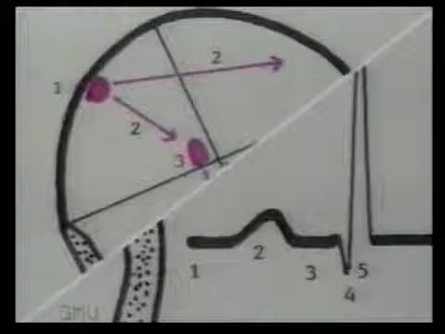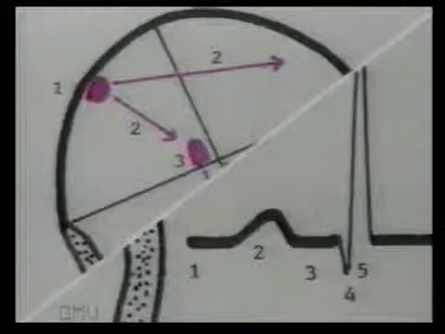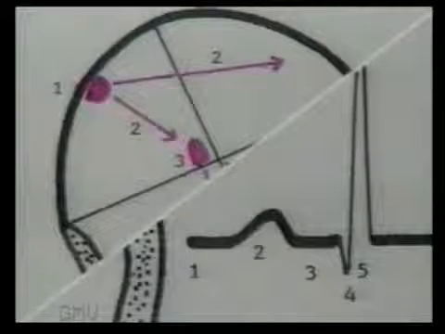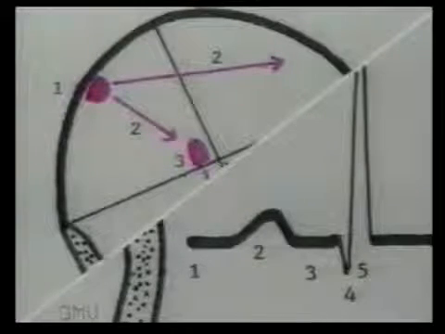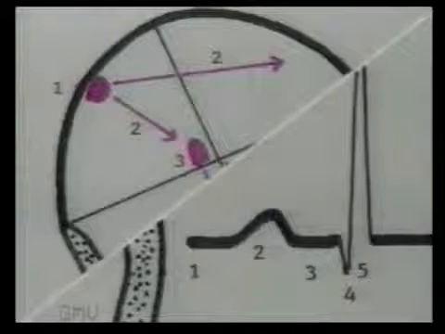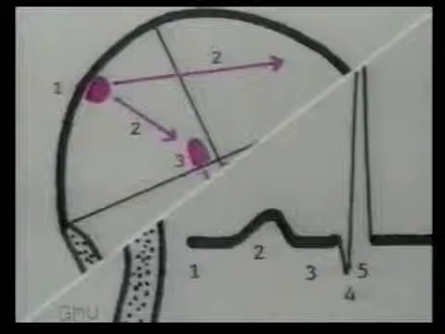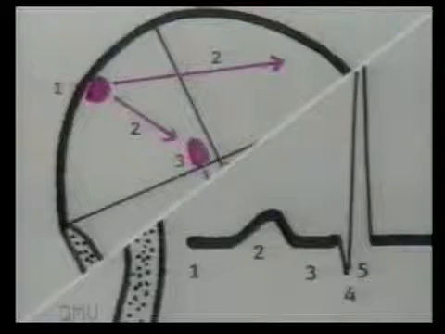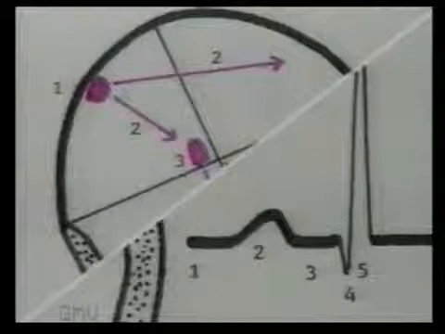The wave of depolarization has to reach the ventricles through the AV node, which delays the impulse by 0.1 second. During this time, there is no significant electrical activity and the ECG records the isoelectric PR segment.